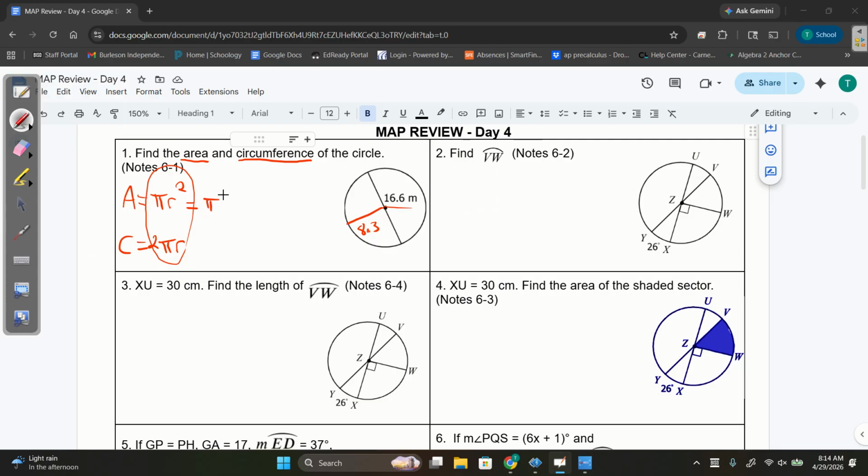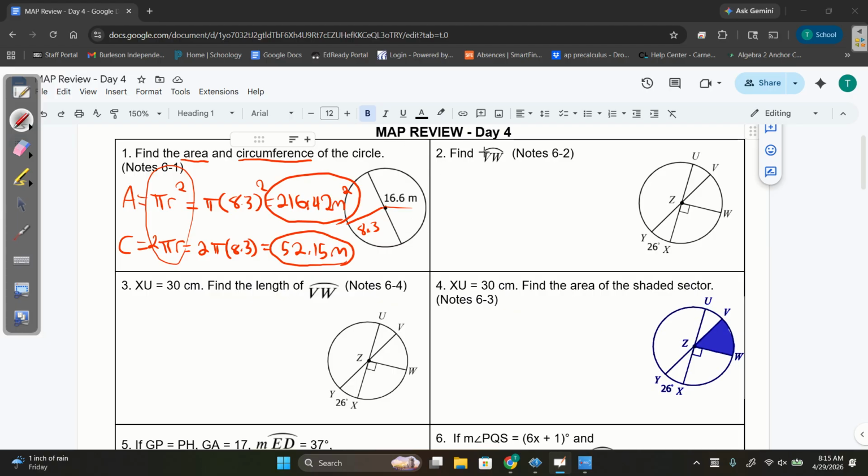The area is going to be pi times 8.3 squared, which is 216.42. And my unit is meters squared. Remember, area is always in square units. The circumference is going to be 2 times pi times the radius. And I get 52.15 meters. Because I'm not finding the area, my unit is not a square unit.